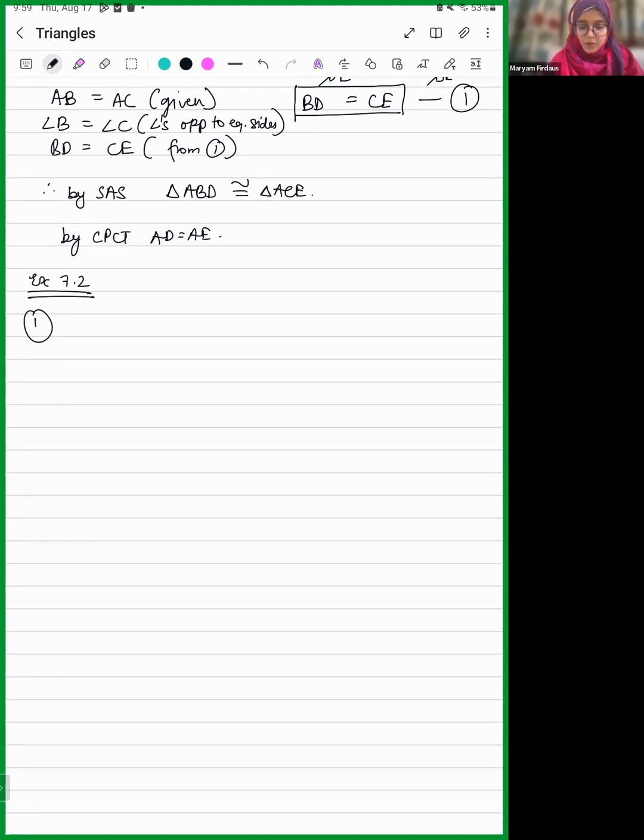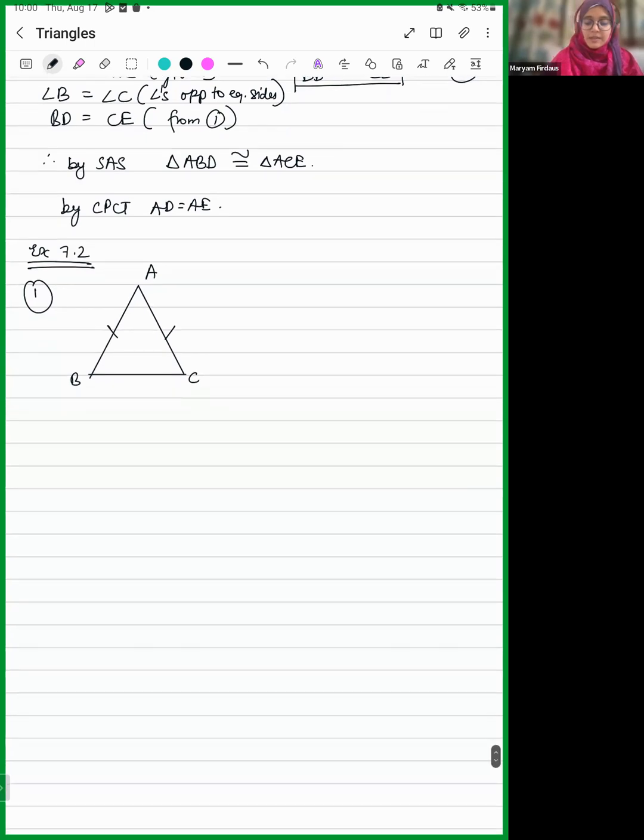Fine. So over here again, we have an isosceles triangle ABC, where AB is equal to AC. The bisectors of angle B and angle C intersect each other at O. So the bisectors of angle B and angle C.